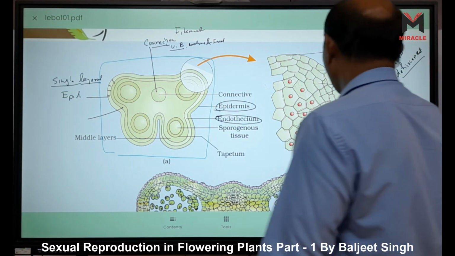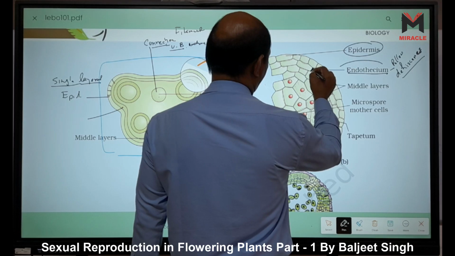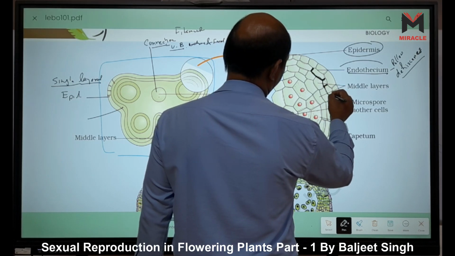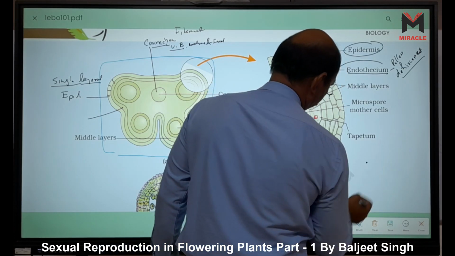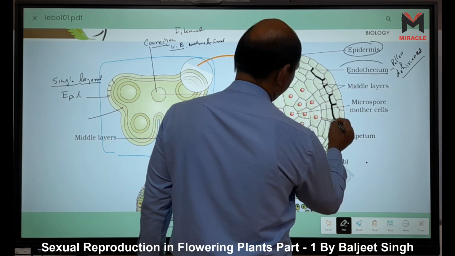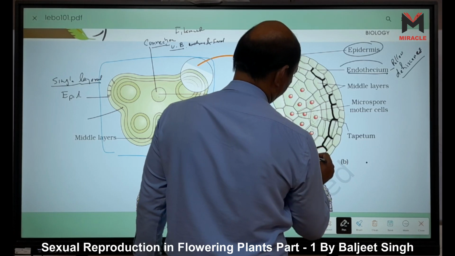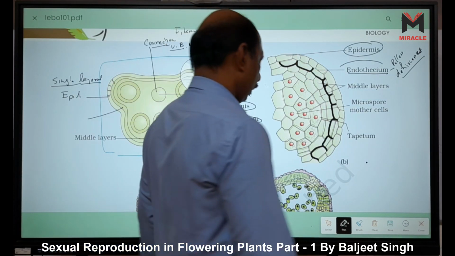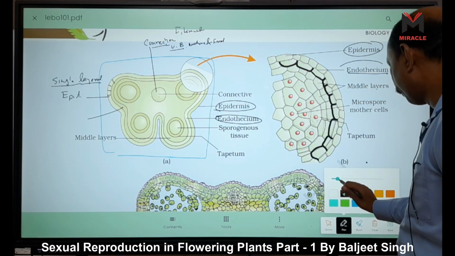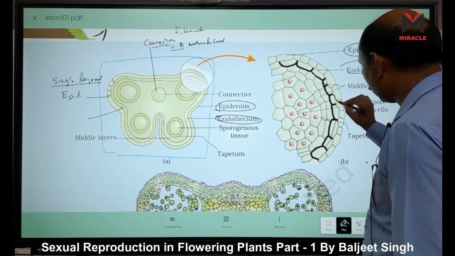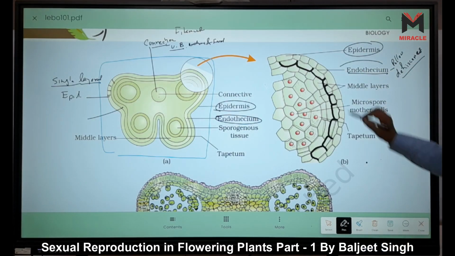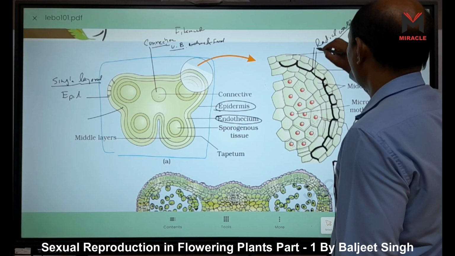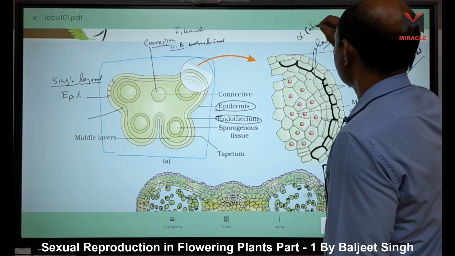How is it responsible? Because in this endothecium, the radial walls, these walls, right? They are thick in structure. But look at this side, this is not thick, right? It is thin. These are radial walls, and this is the basal wall. In this basal wall, they consist of alpha callose bands.